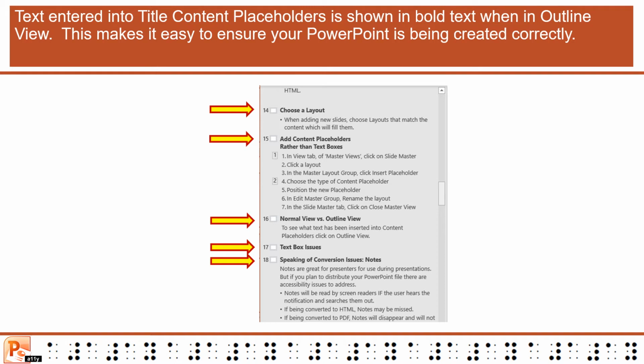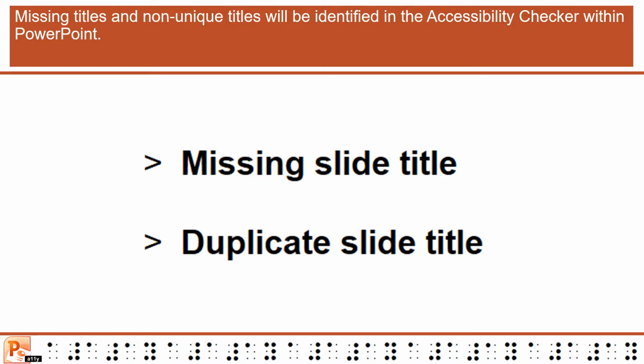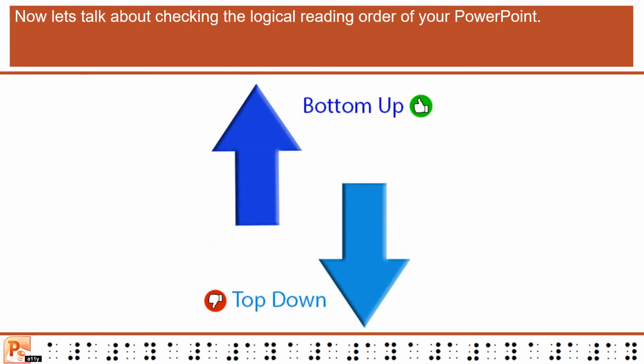Text entered into title content placeholders is shown in bold text when in outline view. This makes it easy to ensure your PowerPoint is being created correctly. Missing titles and non-unique titles will be identified in the accessibility checker within PowerPoint. Now let's talk about checking the logical reading order of your PowerPoint.